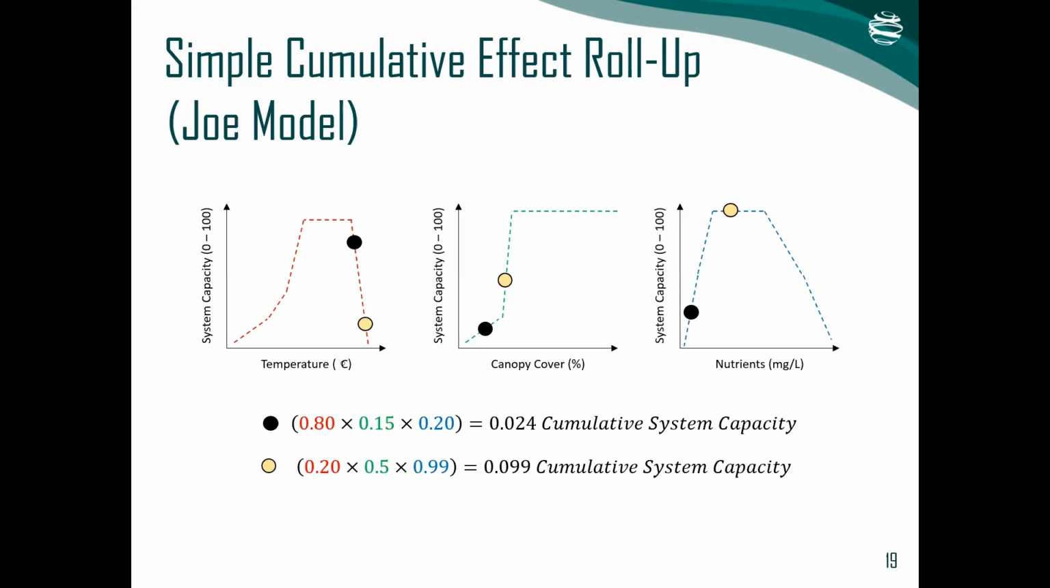In the example below, we can think of the black dot and the yellow dot representing two different locations or potentially two different scenarios for the same location. The Joe model just takes the product of the different stressor response relationships. So it strongly penalizes any individual location that has an extremely low score for one stressor. The Joe model characterizes the cumulative effect score across all stressors as the cumulative system capacity.